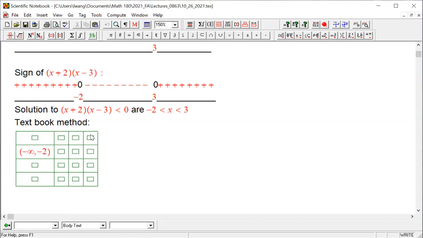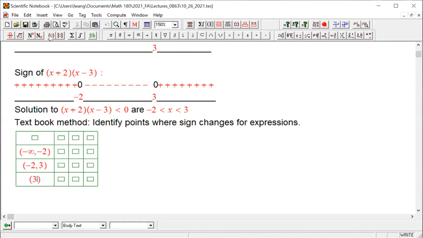You still need to identify -2 and +3 though. So you still need to identify the points where the sign changes for the expressions. The three intervals that will be in consideration, they will do these intervals.